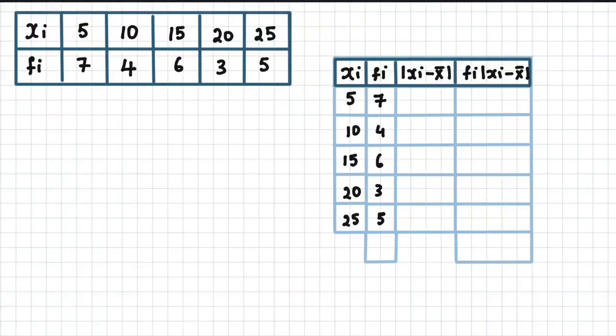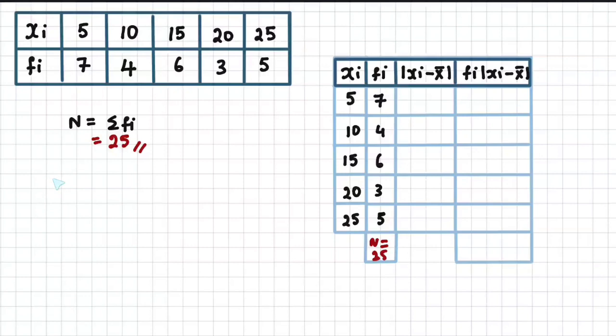So now we have to find x bar. To know the value of x bar, first we have to find the value of n. So n is equal to sigma fi. That means you have to add all the values of fi so that you get the value of n, and then you can find the value of x bar. So when you add 7 plus 4 plus 6 plus 3 plus 5, you get 25. So the n value is 25.